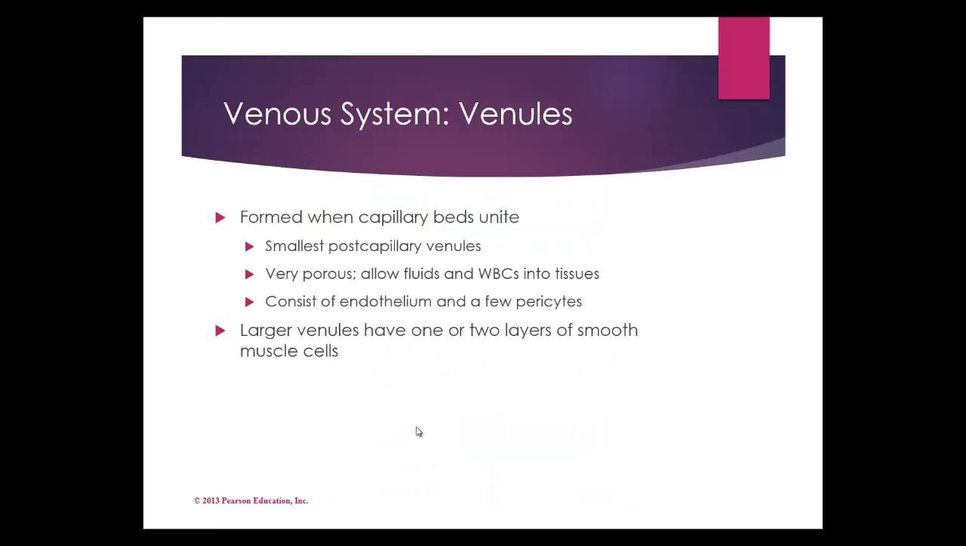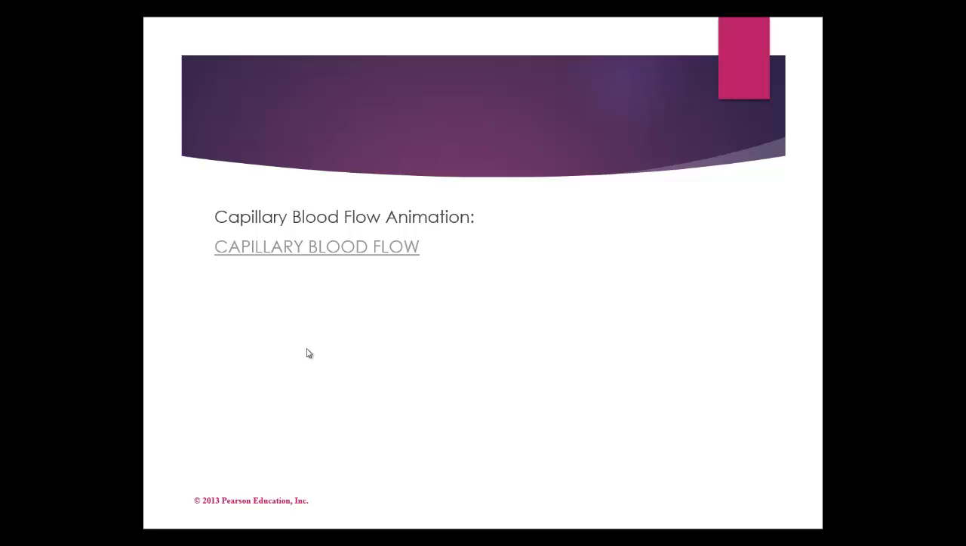So the venous system, venules, receive the blood from the capillaries. If we look at the venules that leave the capillary beds, we can see that they allow fluids and white blood cells into the tissues, and they consist of that endothelium, but they become larger as we get further from the capillary bed, and they eventually form veins. So here's an example of what capillary blood flow would look like.